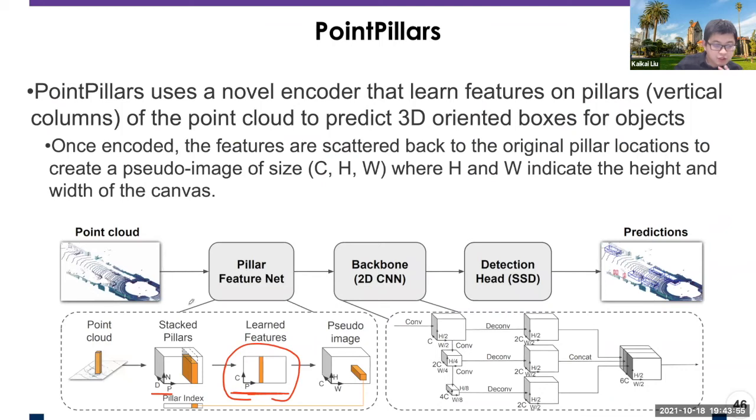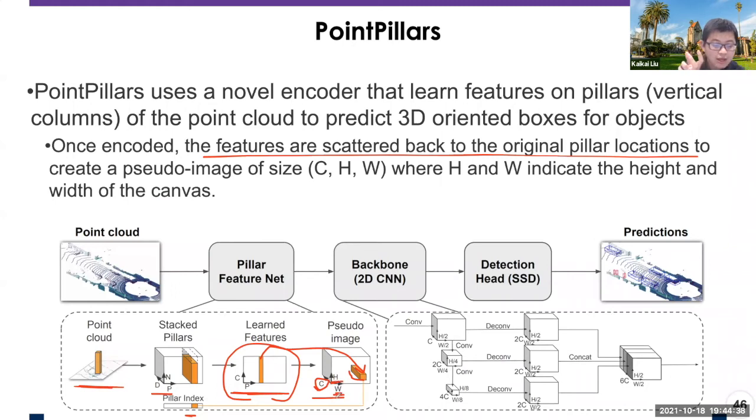After you have the learned feature, once encoded, the features are scattered back to the original pillar location. In the original data, we also have the pillar's original index and the original location in the original 3D space. So you map the same feature back to the original C, H, and W: H as height, W as width, and the channel. You map it back to the original pillar, the 3D location. C is the same, the channel, because every pillar has C number of features. In our code it is 64.